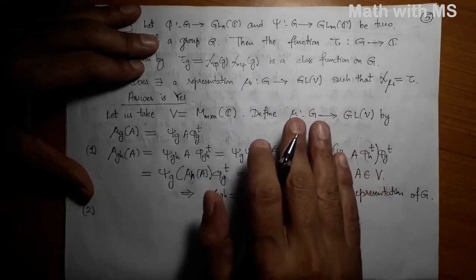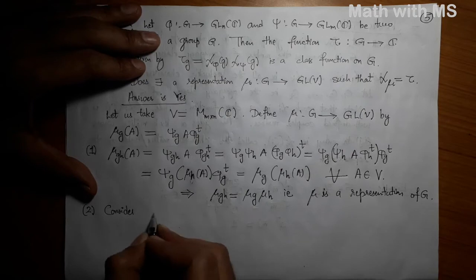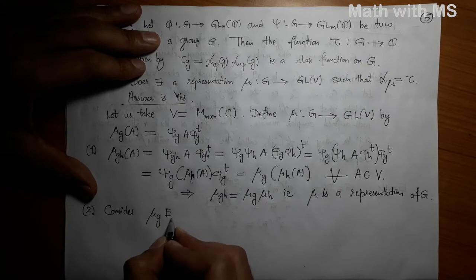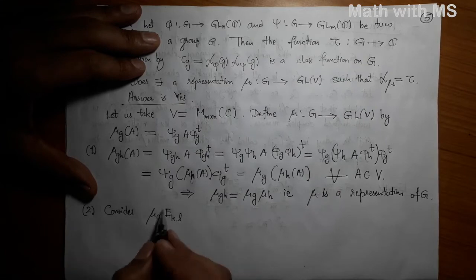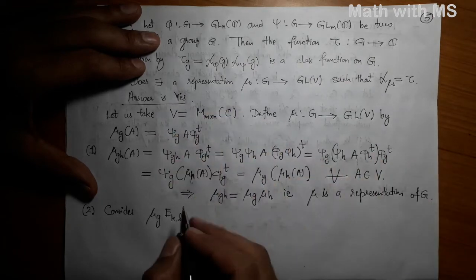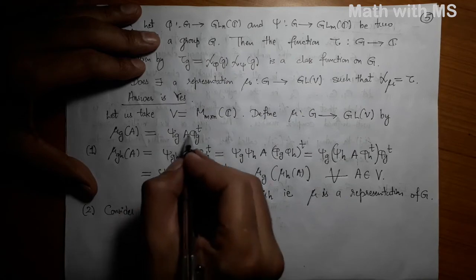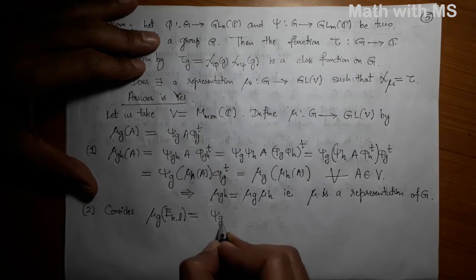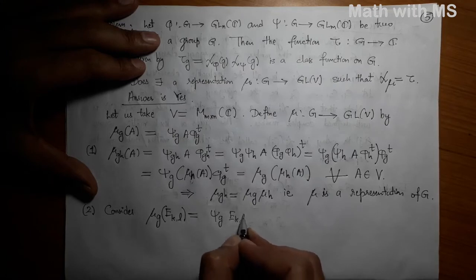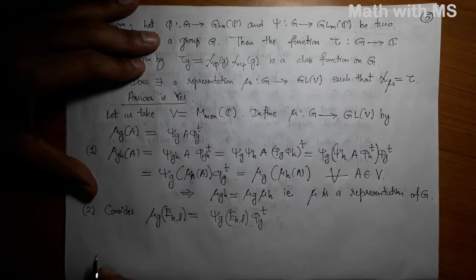So let us see how mu acts on such vectors. So the claim is, consider mu of G acting on a matrix E_KL, where E_KL is a matrix which has 1 at the KLth position and 0 everywhere else. Alright, so just write down. By definition, this is psi of G E_KL into phi of G transpose.